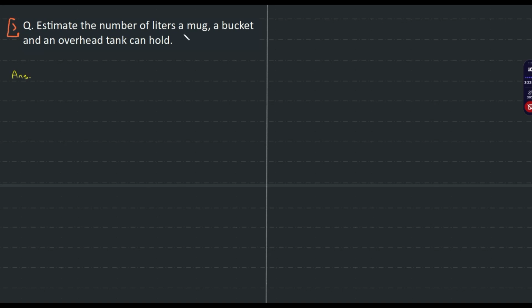Estimate the number of liters a mug, a bucket, and an overhead tank can hold. So let me put it this way. Say we have a mug, right? We need to figure out how many liters of water it can hold. That's the question. And say we have a bucket. So how many liters of water does it hold? And a tank. I'll not talk about the tank, but we can practically figure out the liters in a mug and a bucket.